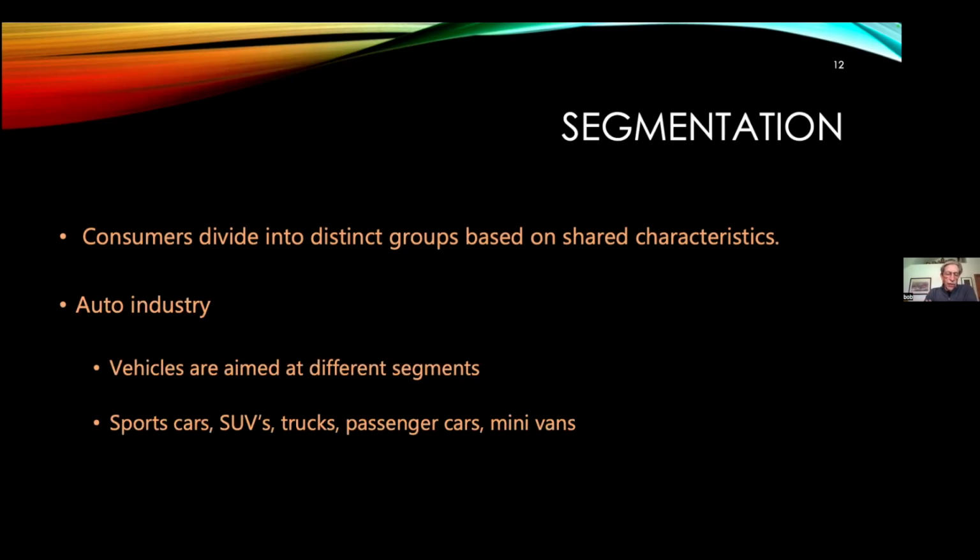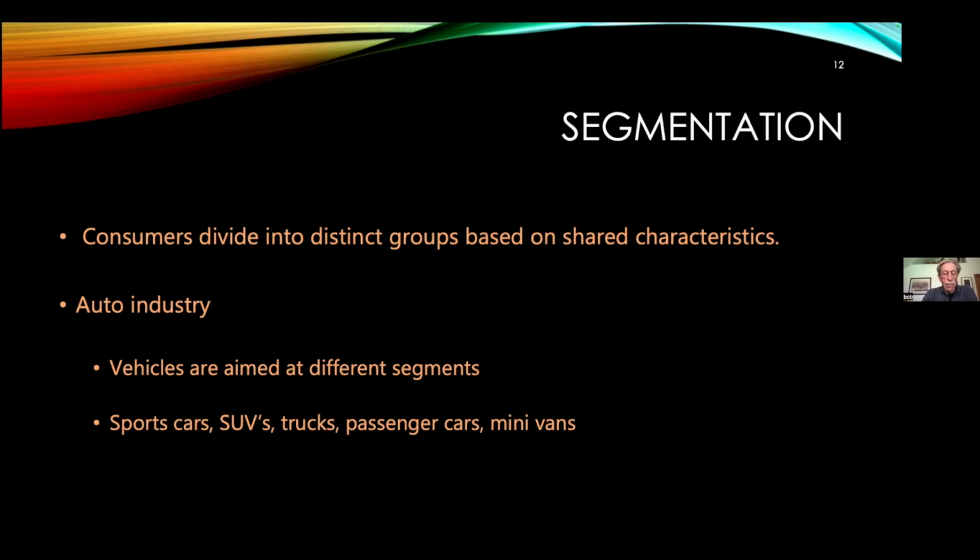The auto industry is a very simple example. Vehicles are aimed at different segments: sports cars, SUVs, trucks, passenger cars, minivans. Minivans are dying out. Who was the target for a minivan? It was a family, usually a woman, who was taking the kids all over the place. And it was very easy to put 6 kids in the back or 4 kids in the back of a minivan. If the mother was lucky, she had some kind of a screen so that she didn't have to listen to the kids. And the result was a very successful introduction by Chrysler many years ago.